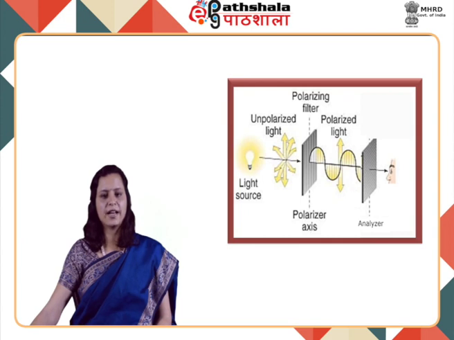Now, the question arises, what is plane polarized light? Plane polarized light is light which oscillates in a single plane, while ordinary light oscillates in all possible directions. If a solution of one enantiomer is placed in the path of plane polarized light, the plane of polarization is rotated either in the clockwise direction or in the counterclockwise direction.